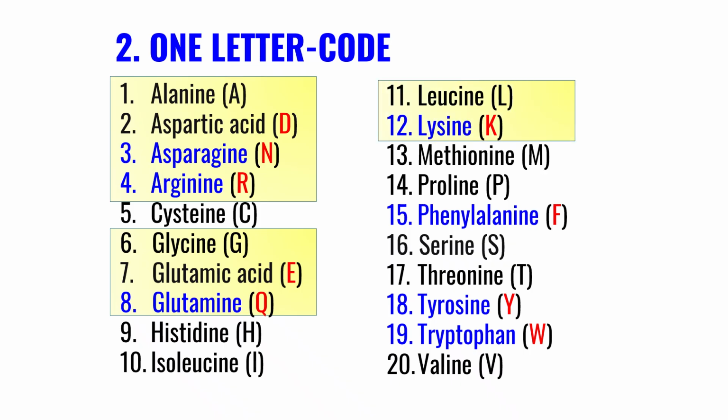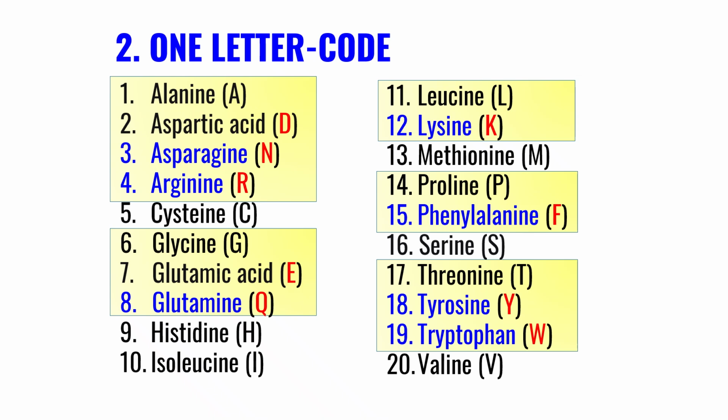The third pair is leucine and lysine. Leucine is represented by L, the first letter, and lysine is represented by K. K is close to L, therefore K has been chosen for lysine. The next pair is proline and phenylalanine. Proline is P, phenylalanine is F. And the last group is those which start with T. Threonine is T, tyrosine is Y, and tryptophan is W.